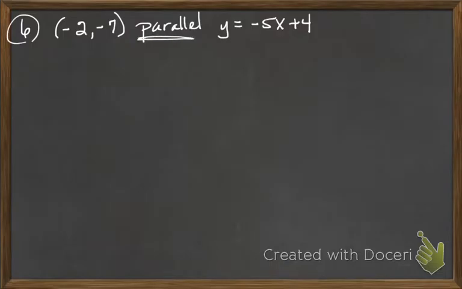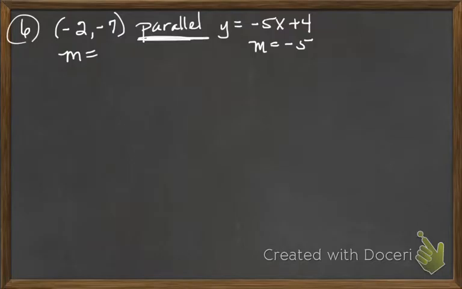So key word here is parallel. So your brain goes parallel. That means same slope. Okay? And so you're going to look at this equation and you're going to determine what the slope is. And so we're thankful because this equation has already been solved for y, so we can just take the number in front of the x, and that slope would be -5.